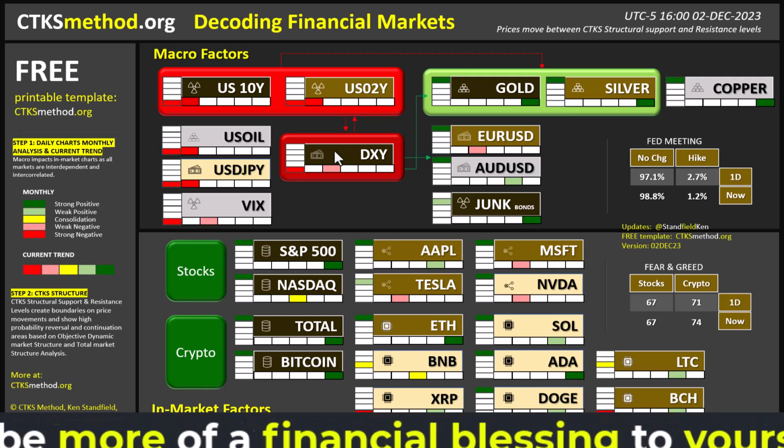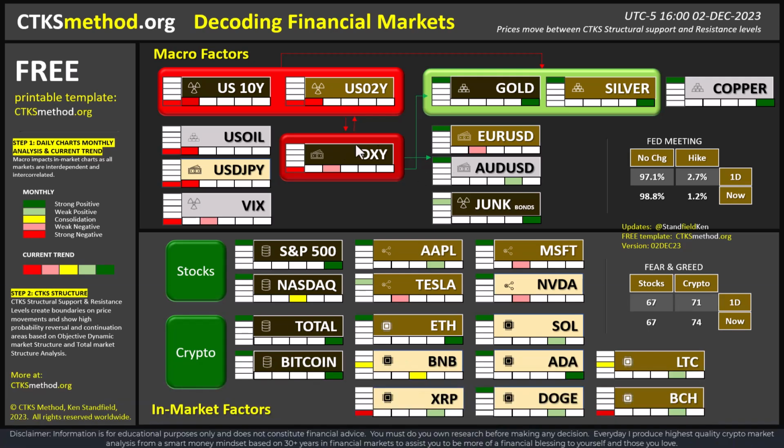It looks like the inflationary pressure has come off the economic system, and we can see that reflected in the demise of the DXY. And the Japanese yen, the dollar-yen combination, we expect these to move in the same direction. We expect the euro and the Aussie dollar to move in the opposite direction, kind of like gold and silver.